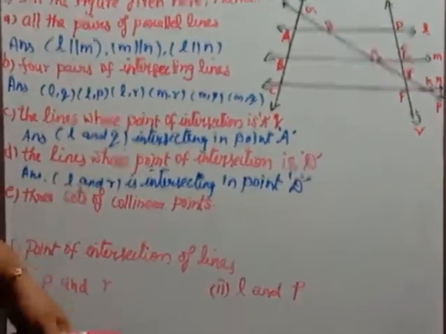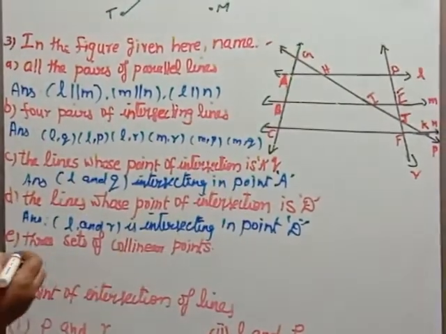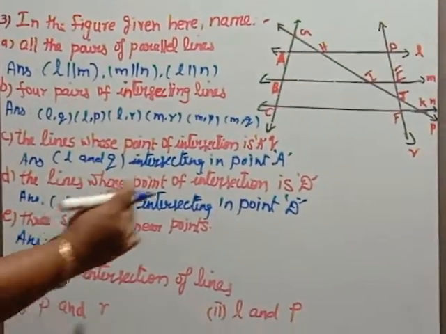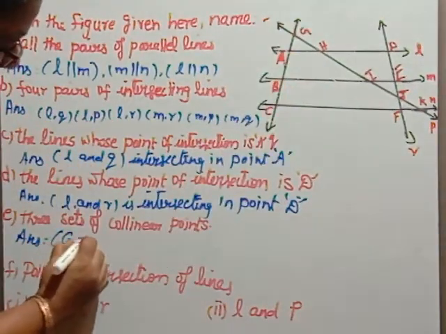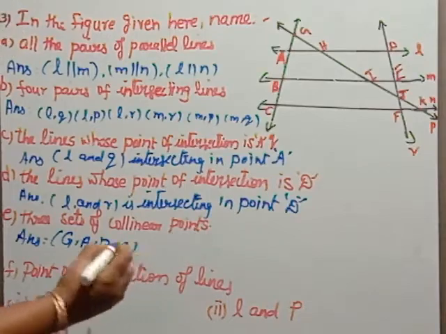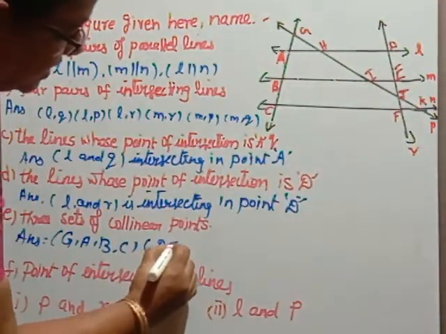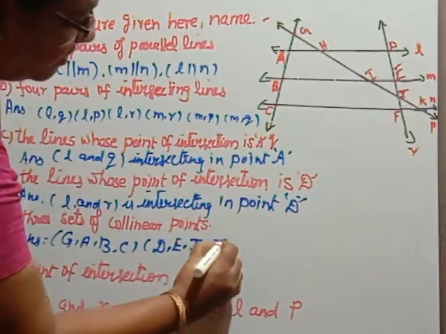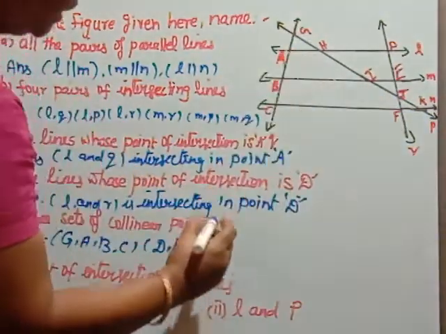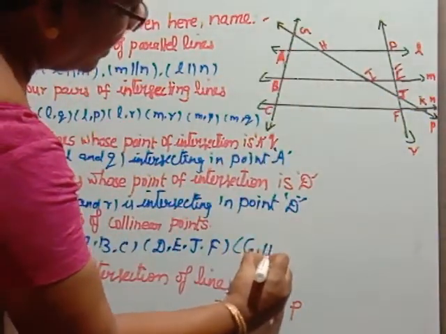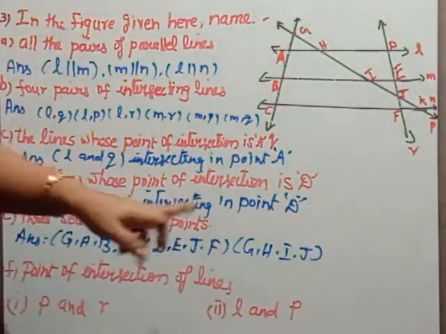Now, 3 sets of collinear points. The previous question also is like that only. Here we have to write collinear points. What are collinear points? G, A, B, C. Then D, E, J, F. Why? Because they lie on the same line. Then here one more we can write: G, H, I and J. Did you get 3 sets of collinear points, children?